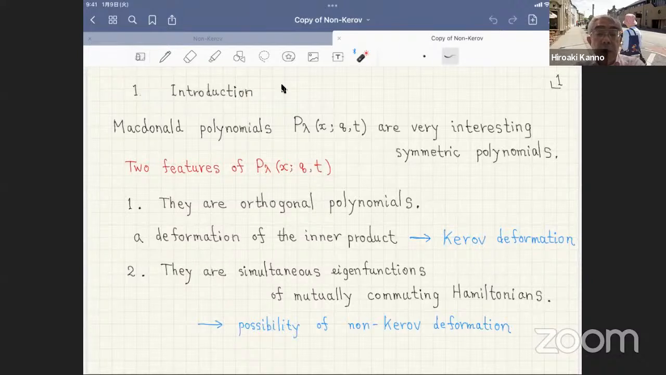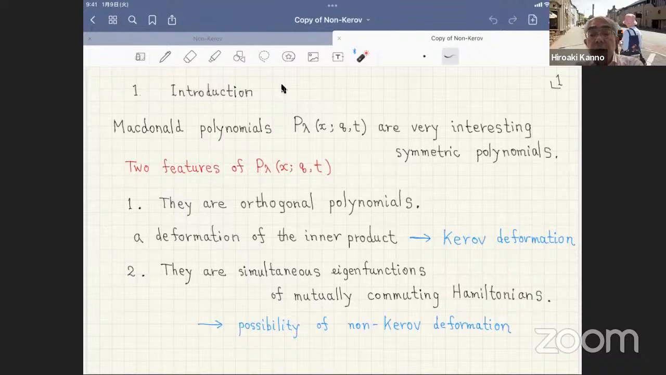There are two features. First, they are orthogonal polynomials. And second, they are simultaneous eigenfunctions, or joint eigenfunctions, of mutually commuting Hamiltonians.